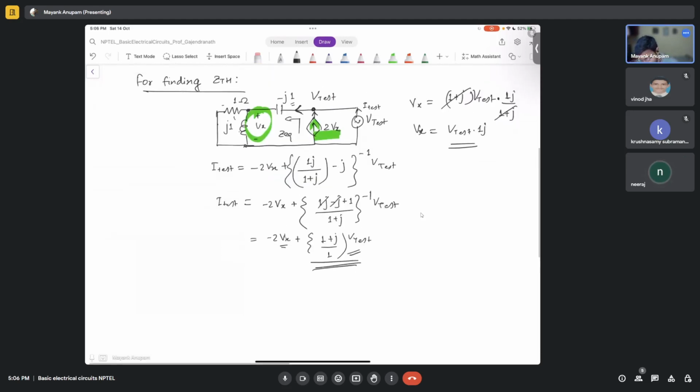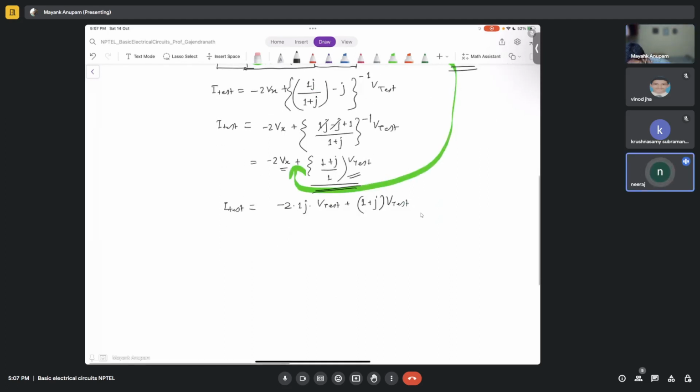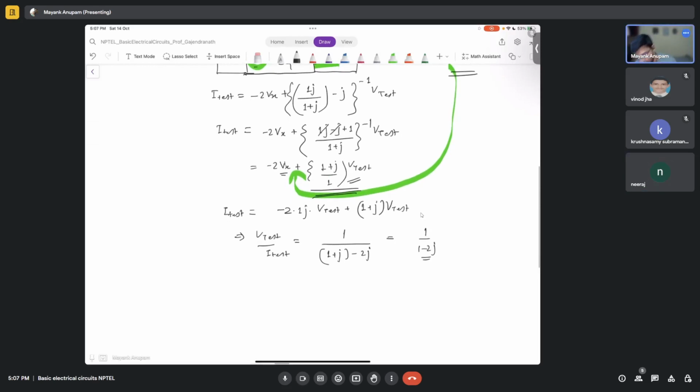So if we replace that here, it will become minus 2 times 1j times V test here plus 1 plus j times another V test here, and that is I test, correct? So tell me what is V test upon I test now? 1 over 1 plus j minus 2j, right? Which is 1 over 1 minus 2j, correct? Okay, sir. So this is our ZTH, isn't it? Yes.